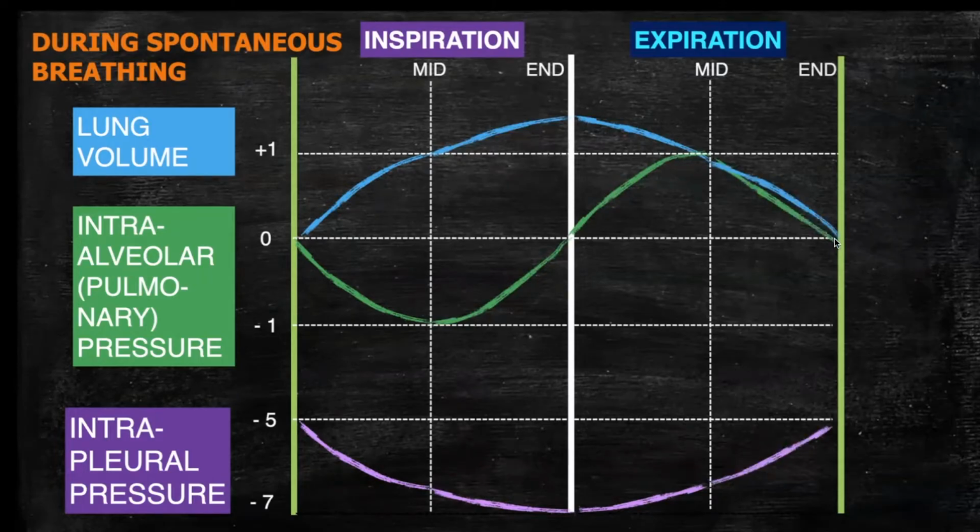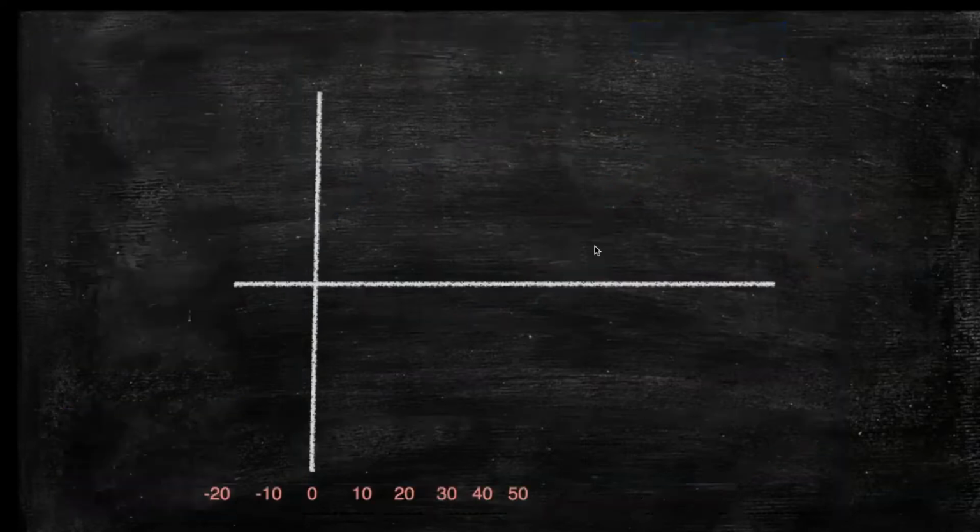And we can see at the end of expiration, once again, the alveolar pressure is zero. It is again equal to the atmospheric pressure. So there are 2 points where the alveolar pressure equilibrates with the atmospheric pressure: at the peak of inspiration and at the end of expiration.